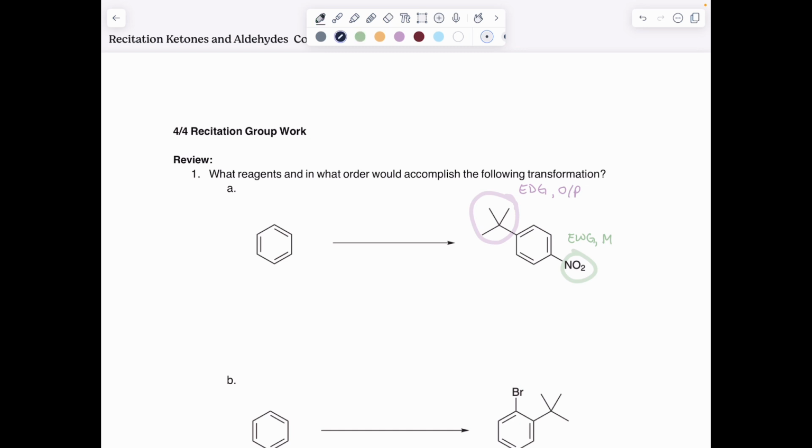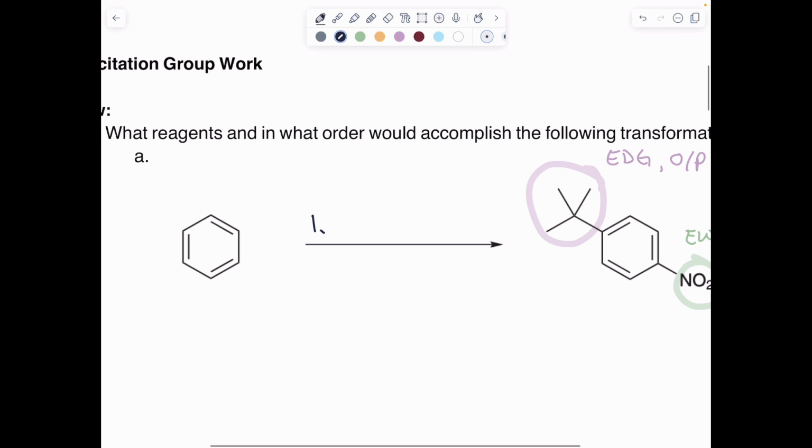And the reagents to do that are, number 1, for tert-butyl, we need to have some sort of alkyl halide. So I'm going to do this tert-butyl chloride with AlCl3. And when that reacts, it's going to add the tert-butyl group. And then once the tert-butyl group is there, to add the nitro group, we use HNO3 with sulfuric acid, H2SO4.